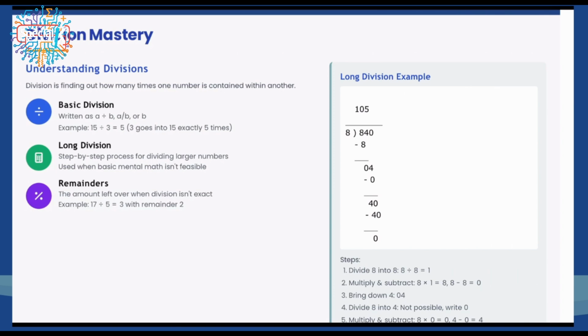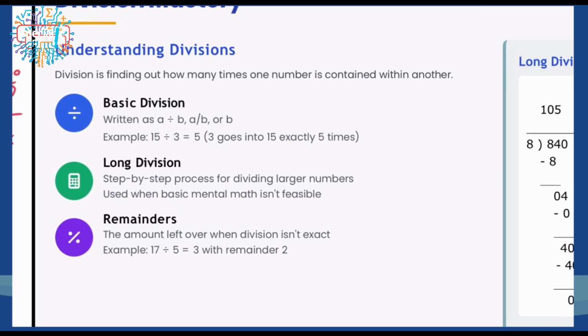So let's talk about the next one, which is the division. So first of all, we have to understand the division. What does that mean? The division is finding out how many times one number is going to be contained in another number. What does that mean? It means that when I'm dividing 4 by 2 and the answer is 2, I'm trying to find how many times the 2 is repeated inside the number 4.